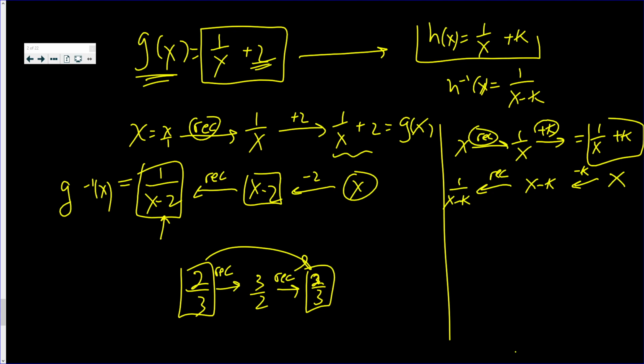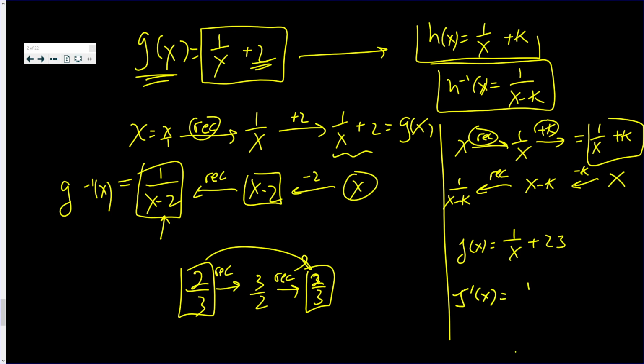And yeah, I never realized that before. There it is. And we proved it. So if I give you that j of x is 1 over x plus 23, then j inverse of x will be 1 over x minus 23. I know that. We just proved it.